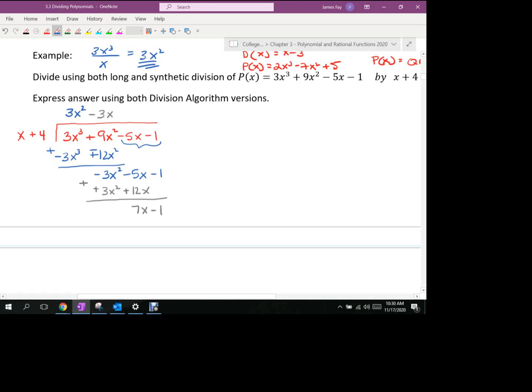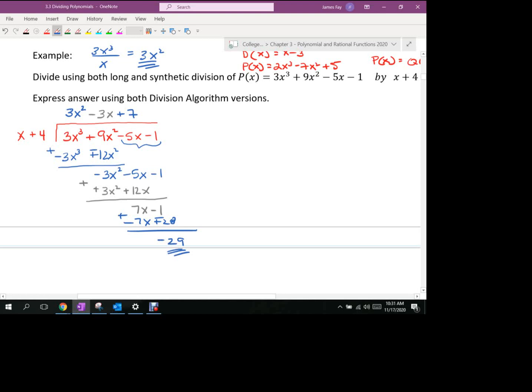And now what do I multiply x by to get 7x? 7. Gives me 7x plus 28. Negate that row. Add straight down. Gives me negative 29. Okay. Now we stop. Let's talk about why.